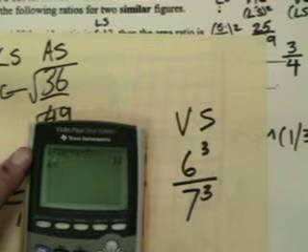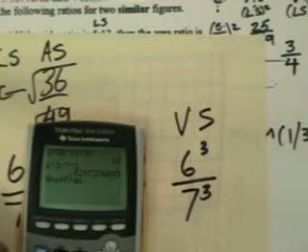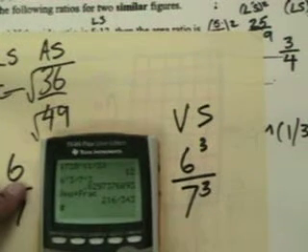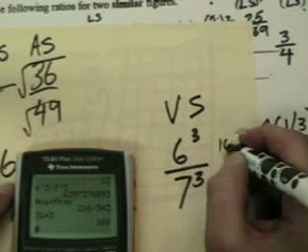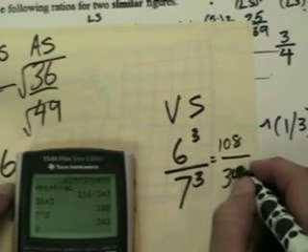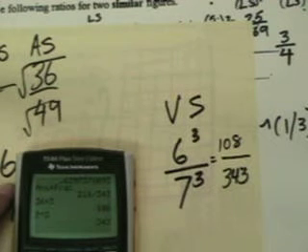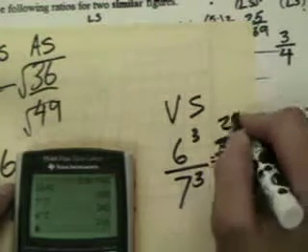Let's see, 6 to the 3rd power divided by 7 to the 3rd power. Nope, it doesn't look like it's really going to reduce. 6 times 6 is 36. 36 times 3, I don't like that better. This is like 108 over 343. I don't know where it's getting that 216 from. Oh, I don't know what's 6 to the 3rd power, 216.